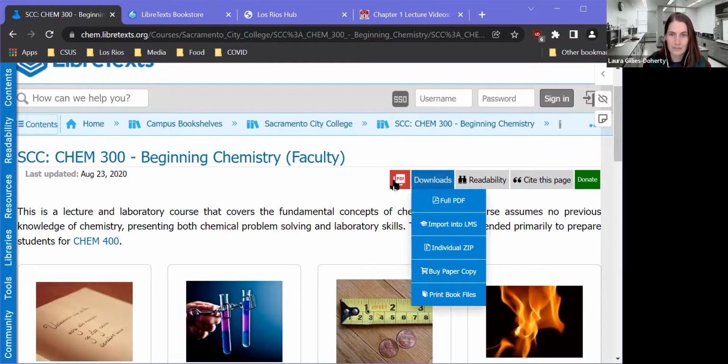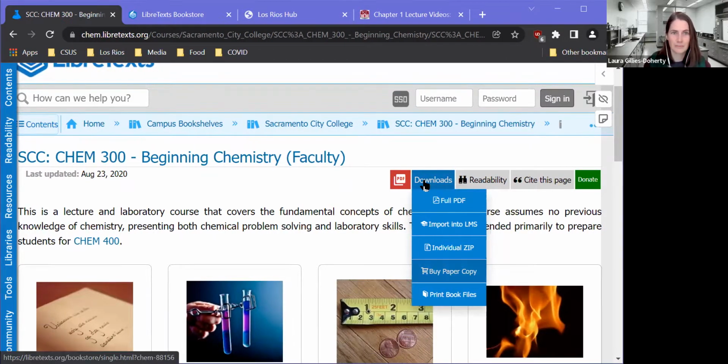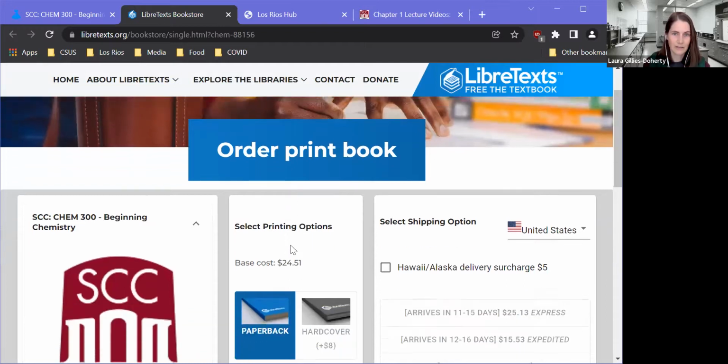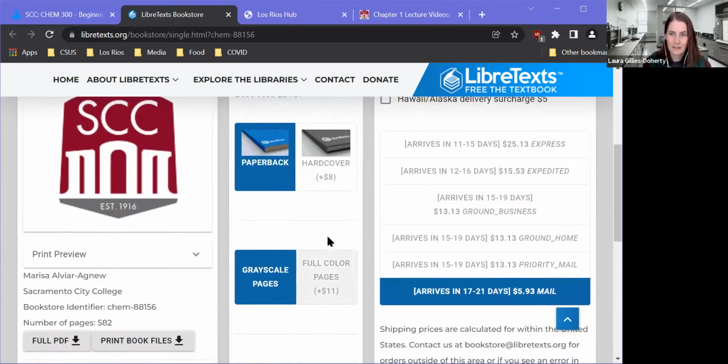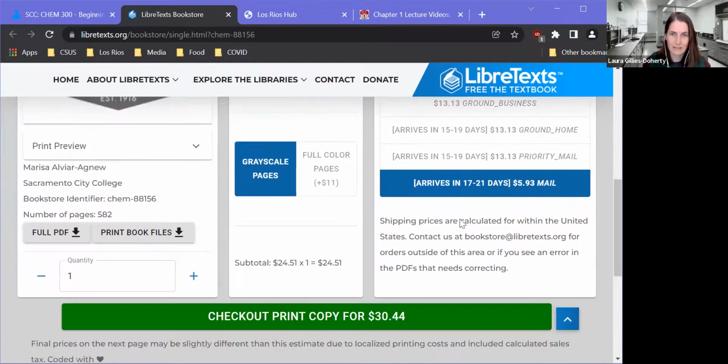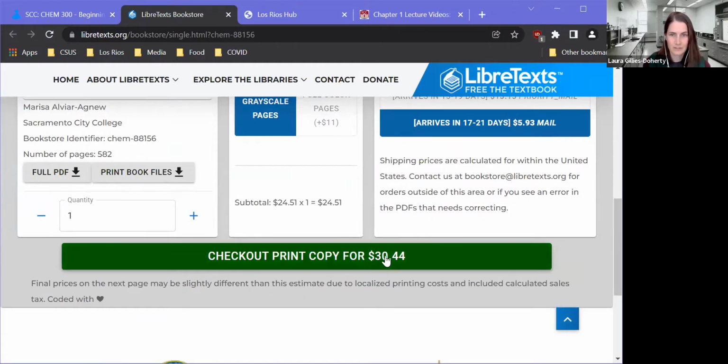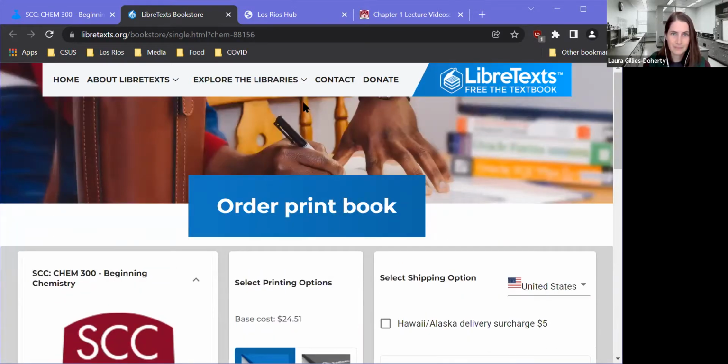If you want to purchase the textbook, if you want a printed copy instead of printing it yourself, you can buy a paper copy. It takes you to the LibreText bookstore, and it costs about $24 to buy a paperback cover of our textbook. Or if you want the hardcover, you pay $8 more. There's a little bit of shipping associated with it. So print copy, about $30, including the shipping.